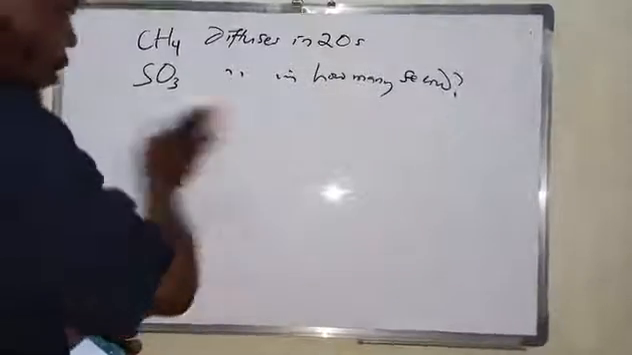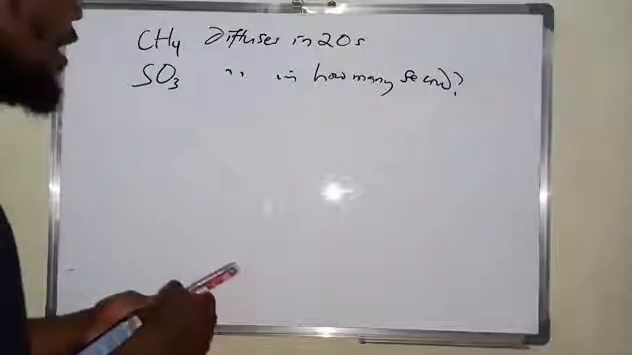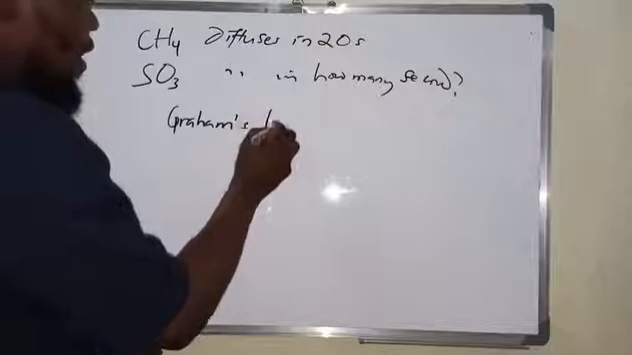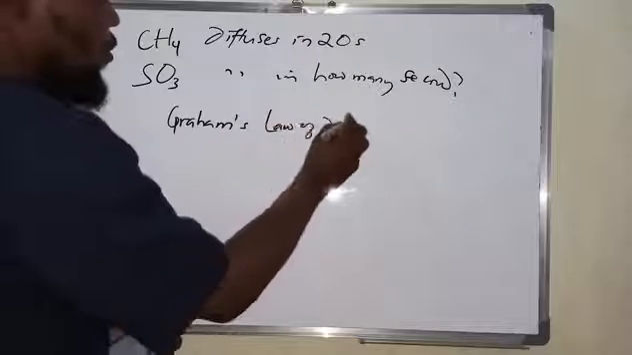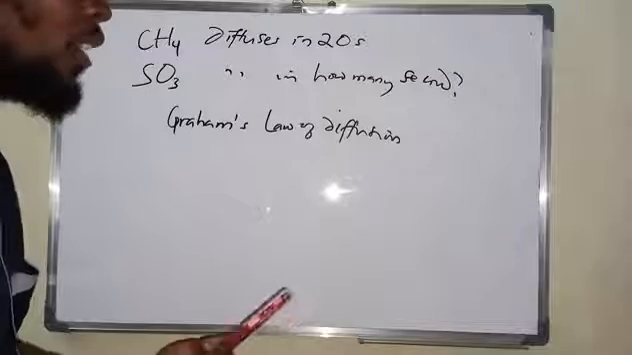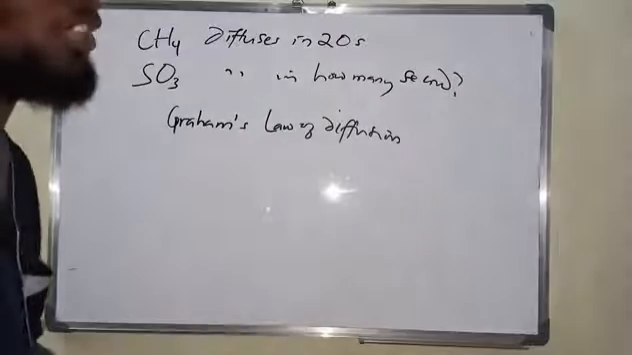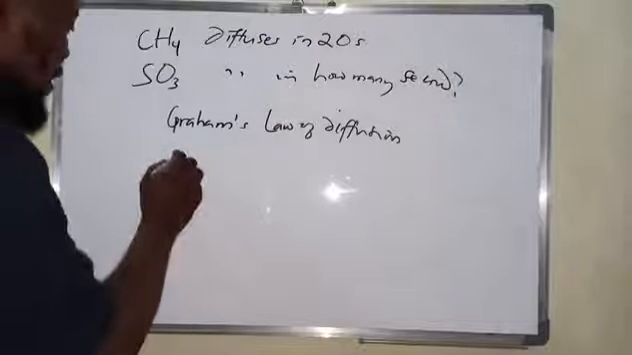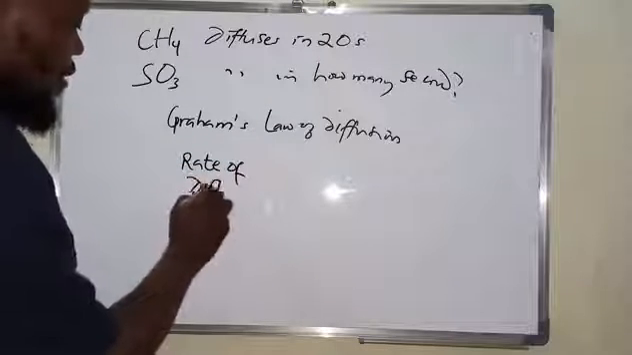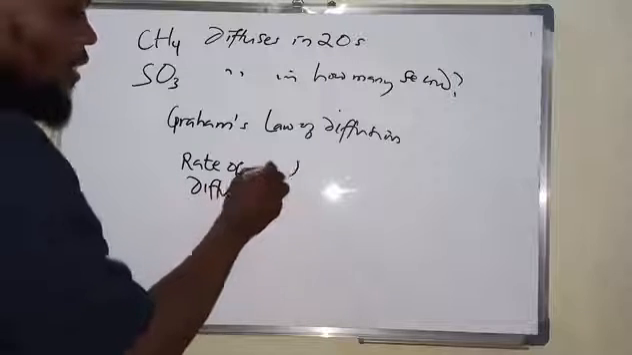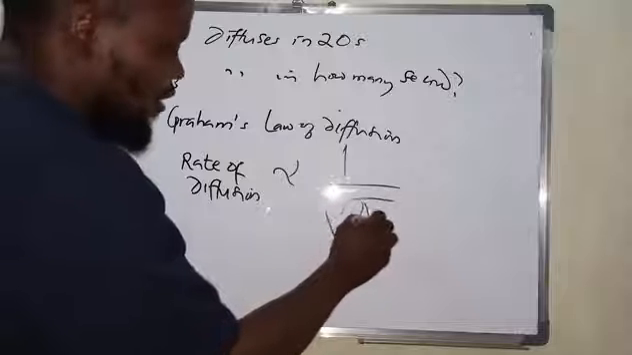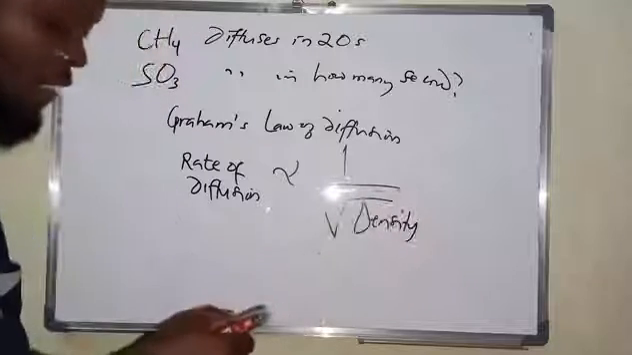This question can be treated using Graham's law of diffusion. If you remember your gas laws, there's Graham's law of diffusion. This law is saying that the rate of diffusion of a given volume of a gas is inversely proportional to the square root of its density. What is it saying? That the rate of diffusion of a gas is inversely proportional to the square root of the density of the gas.